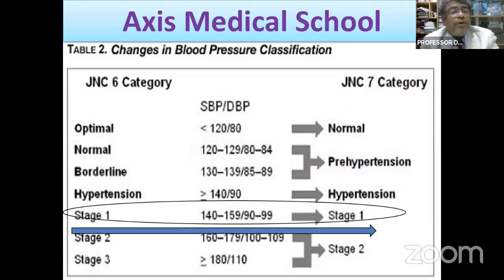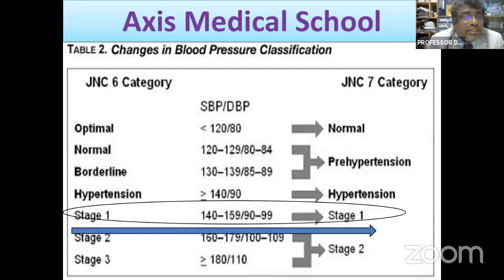And when we consider the classification of hypertension, this is JNC 6 and JNC 7. So here we also see the differences between the JNC 6 and JNC 7 guidelines for classifying hypertension.